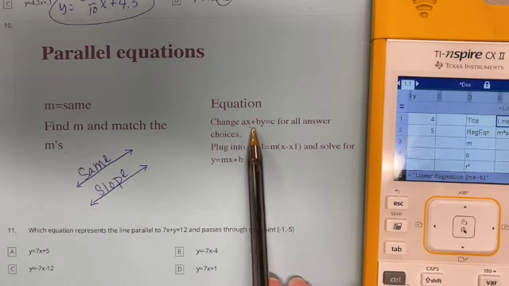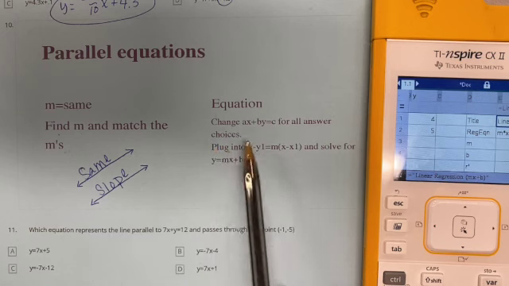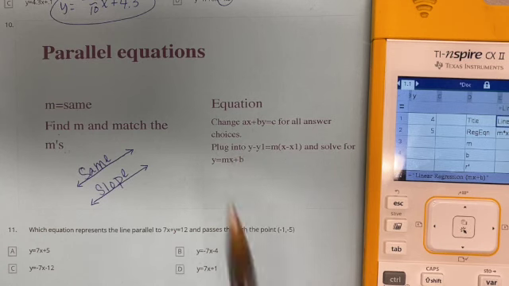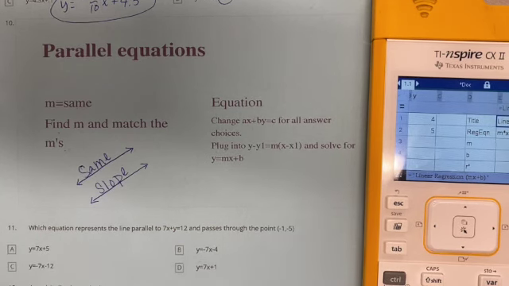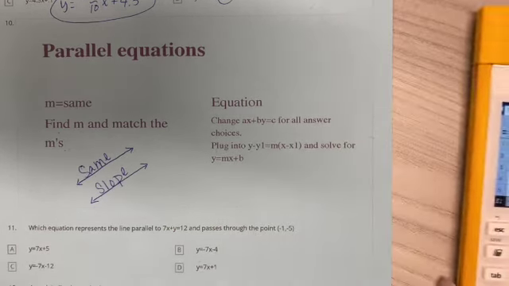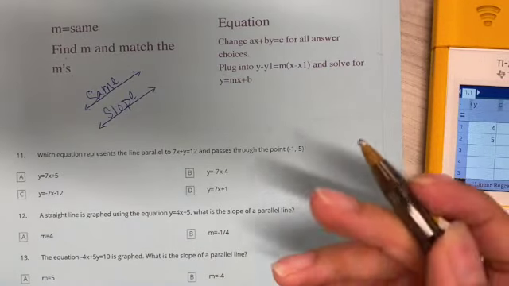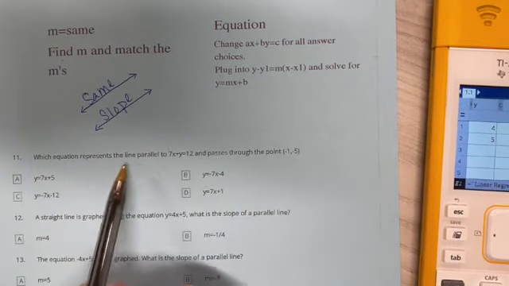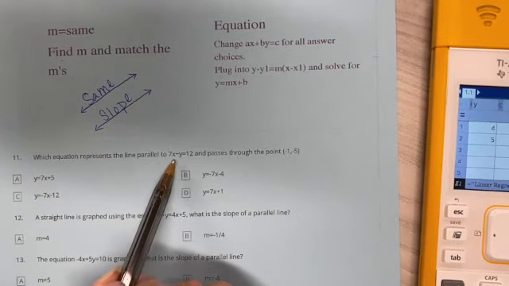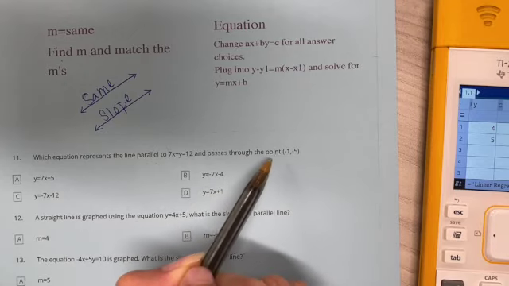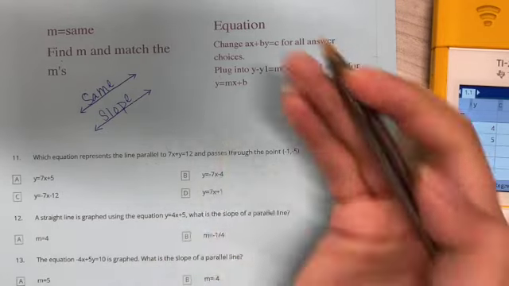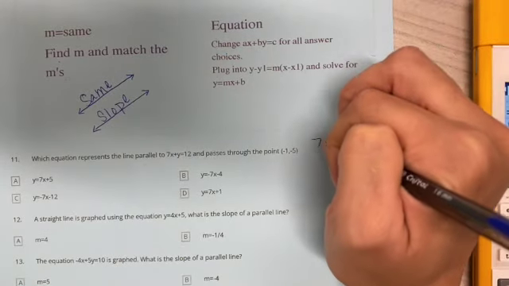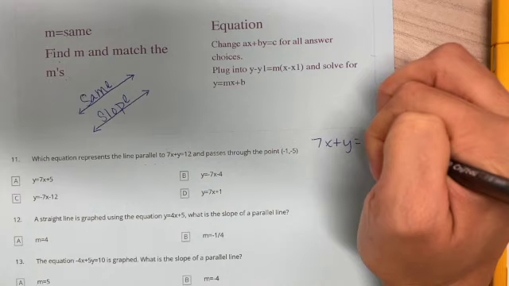Equation, change ax plus by equals c for all answer choices as we've been doing. Plug in y1, x1, m, and solve for y equals mx plus b. Whew. These are those ones that take a long time. Okay, so here we go. First thing, which equation represents the line parallel to 7x plus y equals 12 and passes through the point -1, -5? Let's go ahead and convert this so we can find our m.